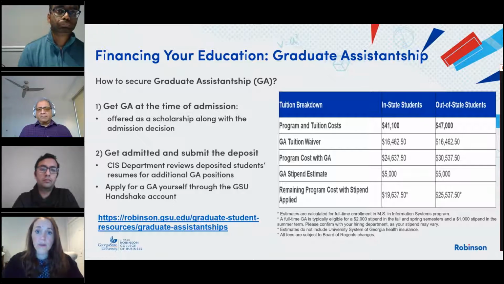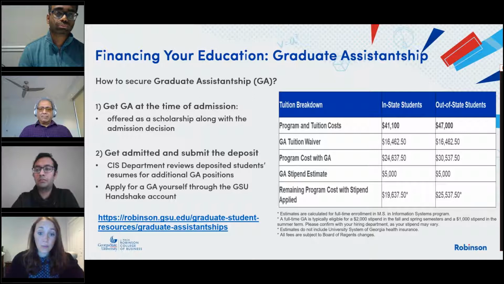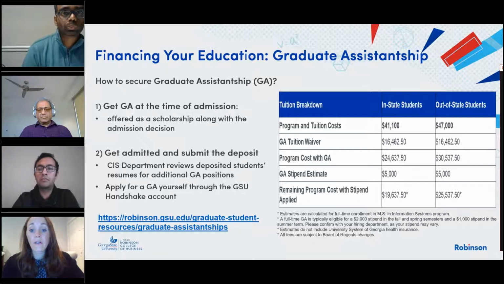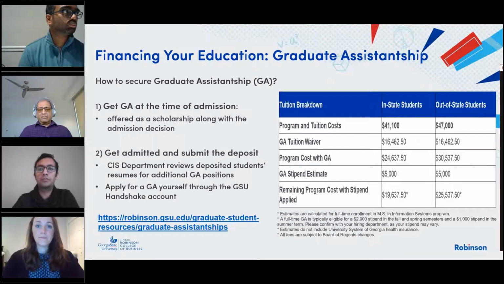If you do not receive one, but you are admitted and you submit your deposit to confirm your seat, our department faculty will continue to review our incoming students' resumes for additional opportunities. And even beyond that, there are opportunities at the larger Georgia State University that are available to our students. You can see on the right-hand side a chart that shows the tuition and what is covered by the graduate assistantship, because the assistantship covers tuition, but it does not cover fees. But you can see the breakdown there.